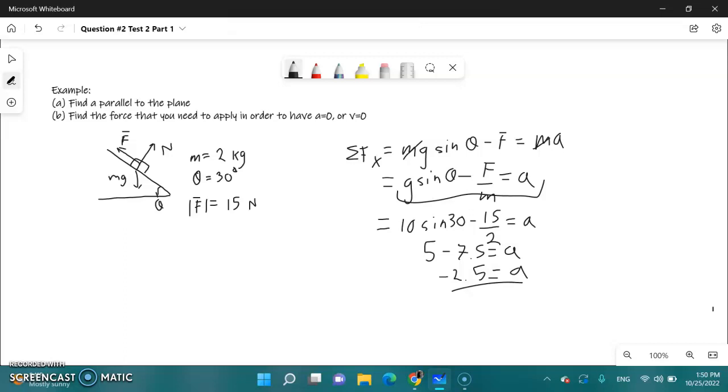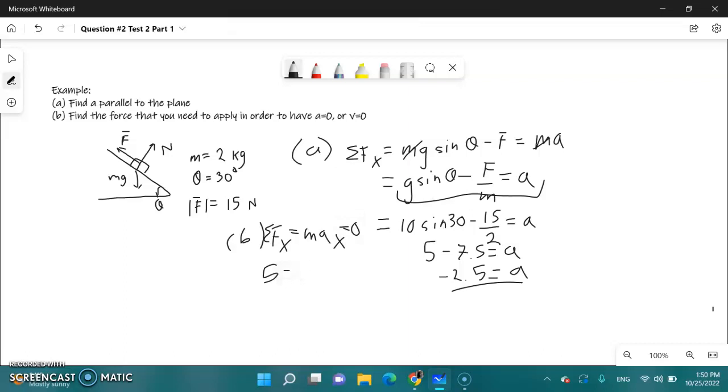And then the second part of the question, we already resolved part A. Part B wants to find the force that we would need to apply for the acceleration to be 0, and for that, we have to find a force that cancels out the acceleration of negative 2.5. So we can just use this equation, that the sum of the forces in the x direction is equal to ma, and the x direction is equal to 0.